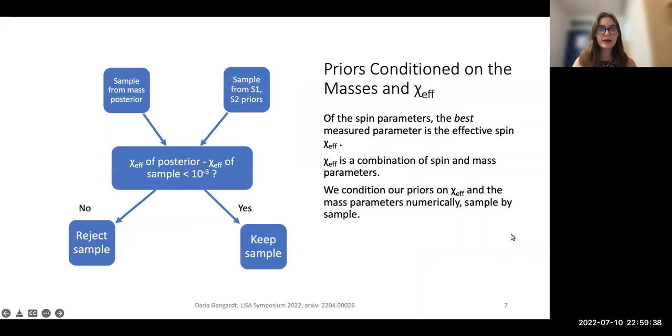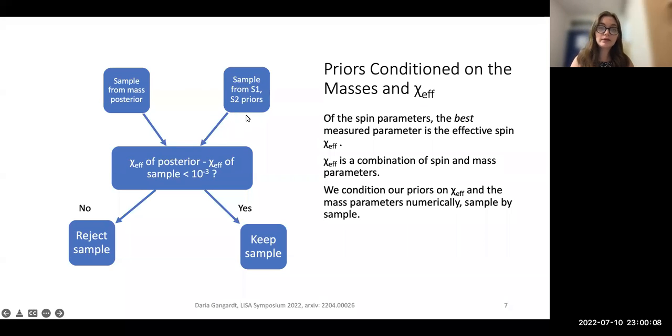Then we wanted to expand our analysis to also include the fact that we can measure chi effective really well. Now, chi effective is a combination of spin and mass parameters, which means that we can't do the simple combination as we did for the priors conditioned on the masses. Instead, we have to consider it sample by sample, where we take a sample from the mass posterior and combine it with samples from the spin priors.